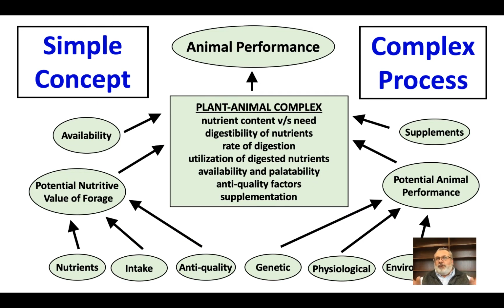Now, this is a pretty simple concept, but it's a really complex process. There are lots of different factors that go into animal performance. And what we're trying to do when we measure forage quality is ultimately predict that animal performance. Sometimes that does not work out as well as we think it should. The point I want you to take home from this slide is that even the best estimates are not perfect when it comes to forage quality analyses.